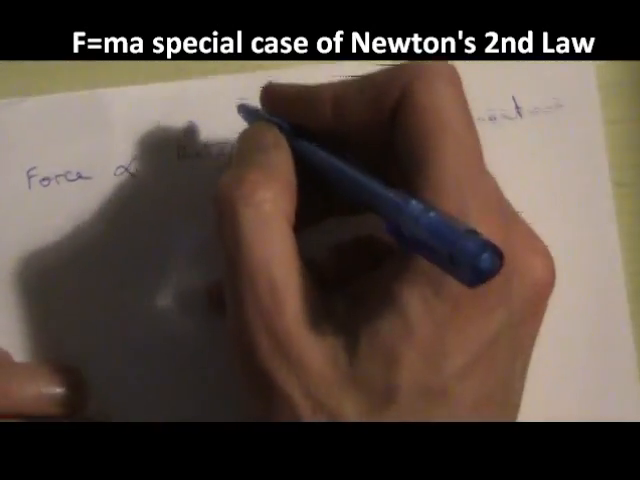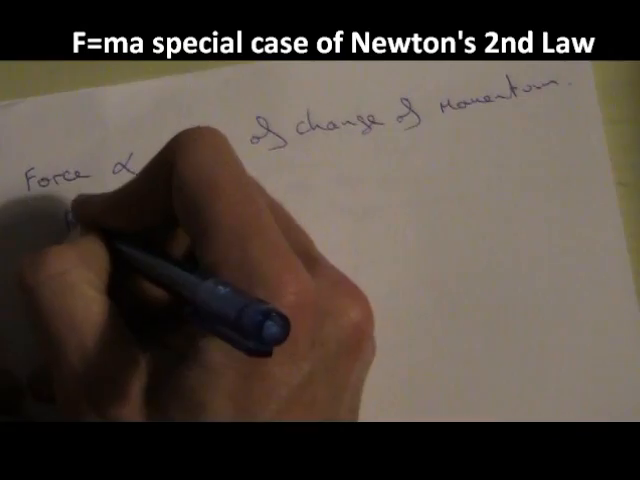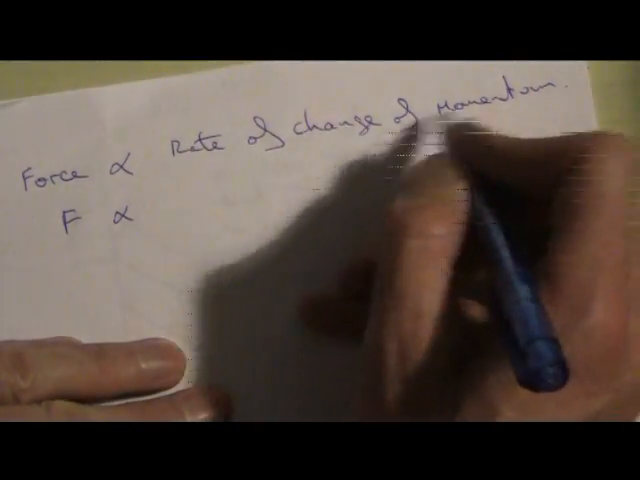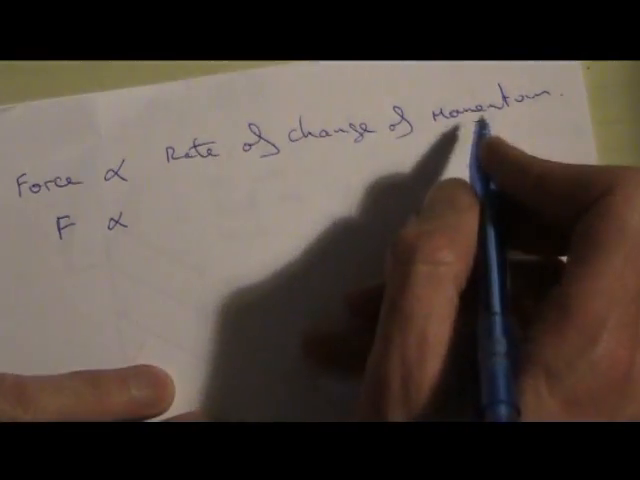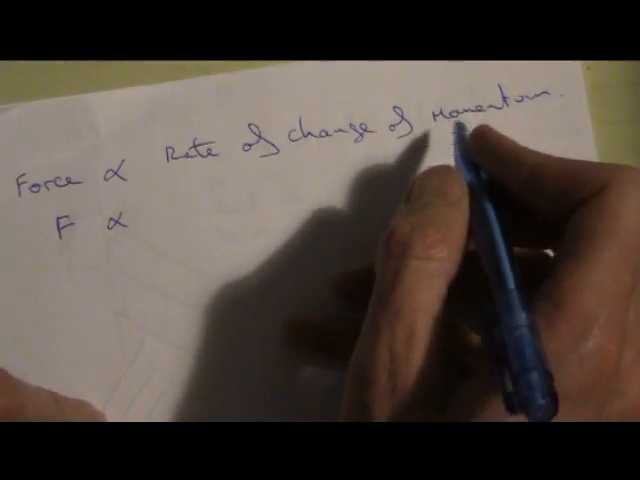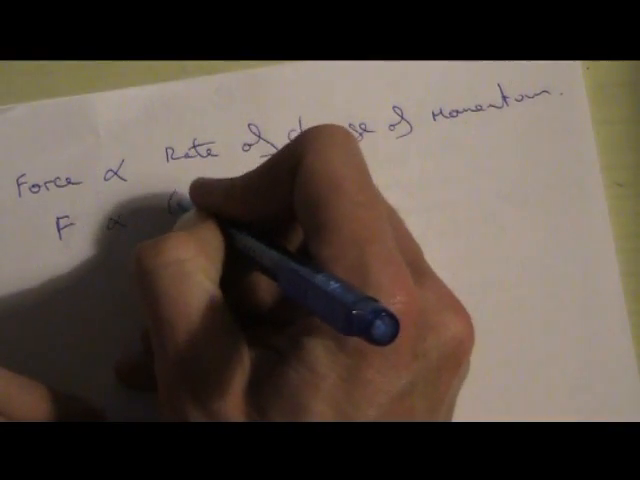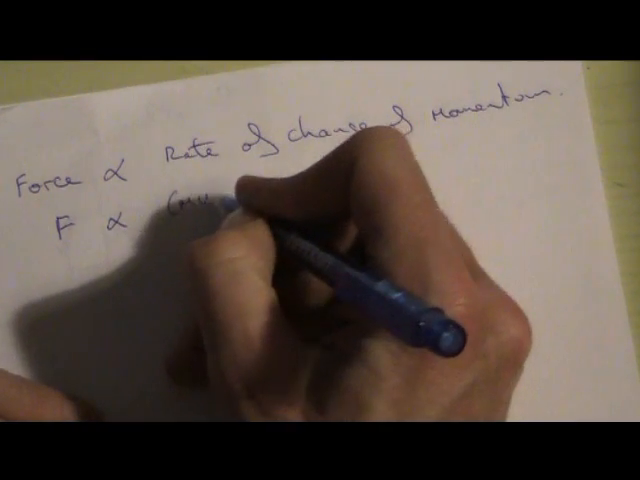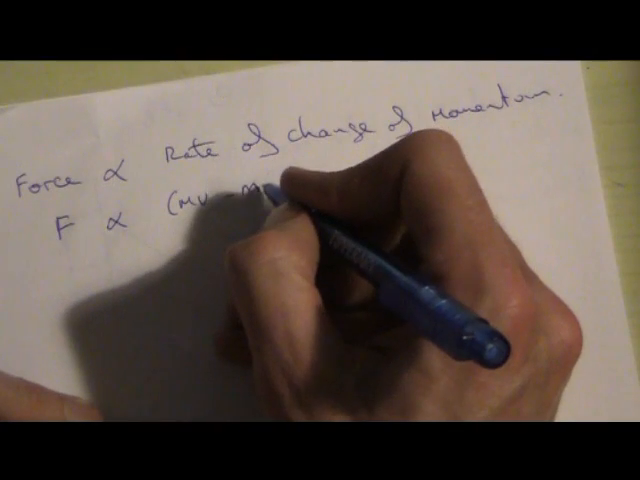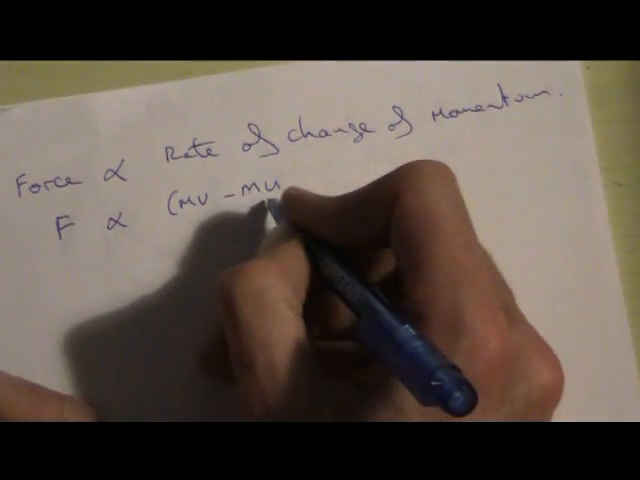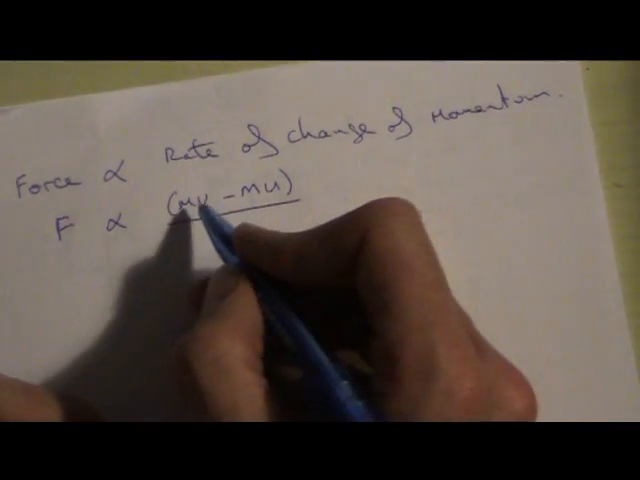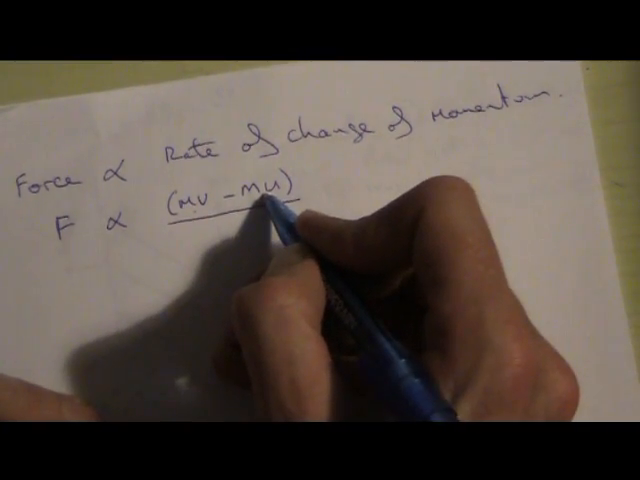Okay, now how can I write that in terms of letters? Well, instead of force, I've got F is proportional to the rate of change of momentum. Change of momentum would mean the momentum after minus the momentum before. What's momentum? Momentum is mass by velocity. So it's going to be the final momentum minus the initial momentum. So mv minus the initial momentum, which would be m times the initial velocity, which is u. Okay, so that's a change in momentum. Momentum after minus momentum before.